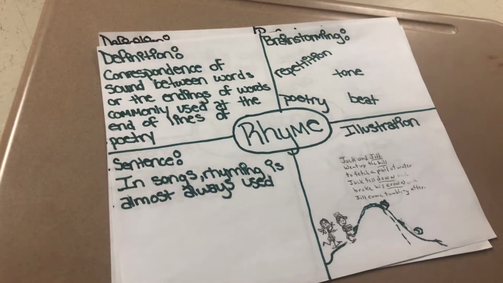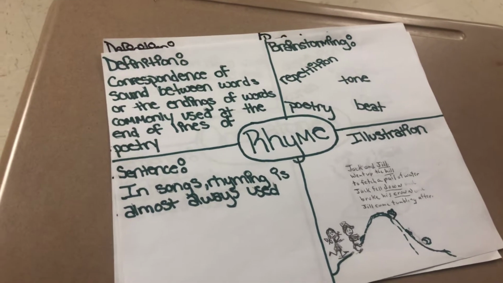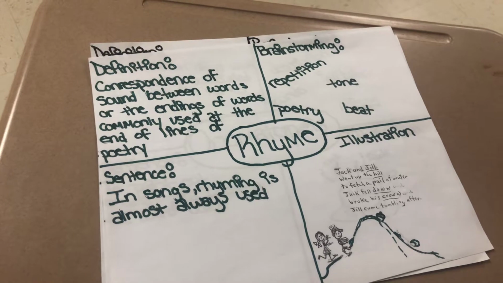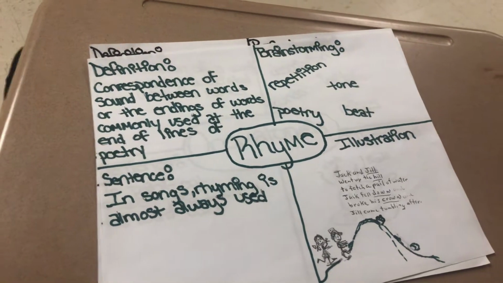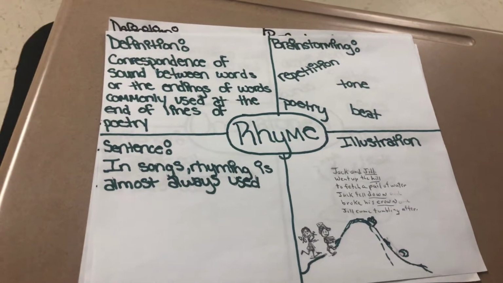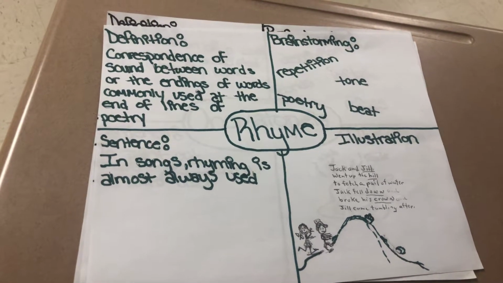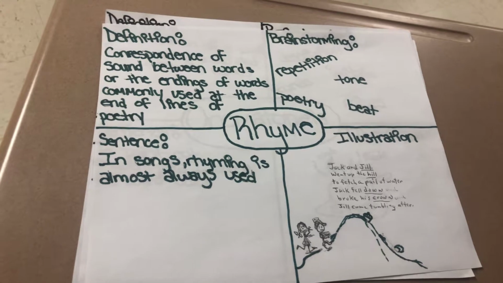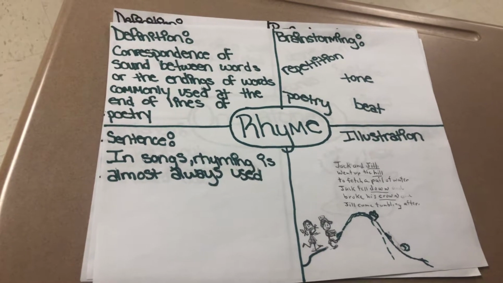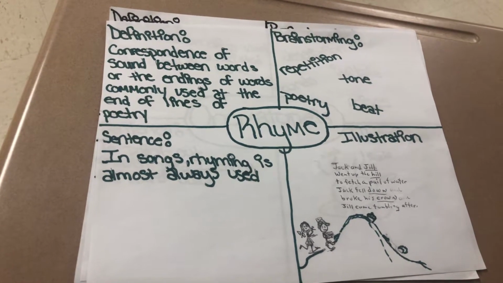The next word is rhyme. The definition is correspondence of sounds between words or the endings of words, commonly used at the ends of lines of poetry. The sentence we use is, in songs, rhyming is almost always used. The words we used were repetition, tone, poetry, beat. In the illustration, we have a rhyme with Jack and Jill.